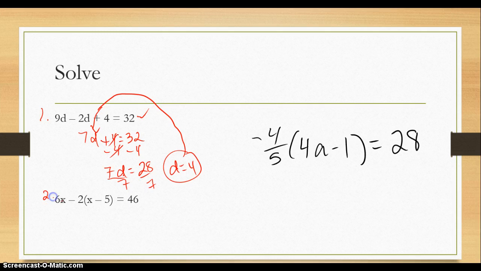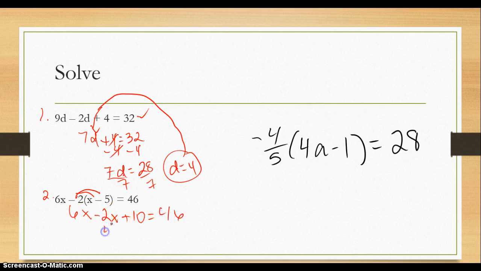So number 2, we do have the distributive property here, so we have to take care of that first. Now, on your test, this is where we have to be very careful. There's this negative here in front of the 2. So let's distribute that, but you're taking the negative along with it. So 6x minus 2x plus 10 equals 46.